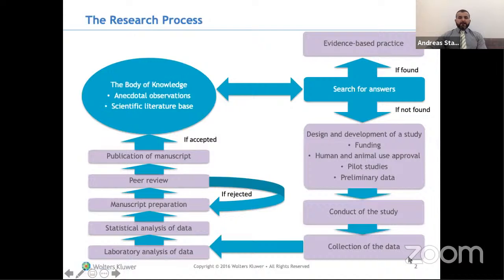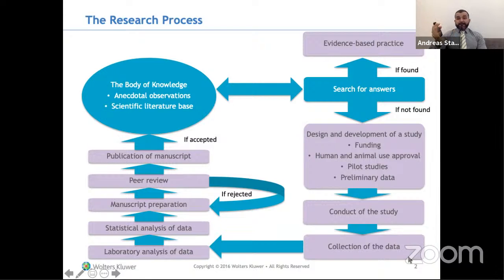All the chapters start with the same figure, because this is very important for us to understand, and we're going to be explaining different parts of it. This is the scientific method. As you can see on the right side at the top, we search for answers. Today, we're going to talk about the very top part, the evidence-based practice. What is it?